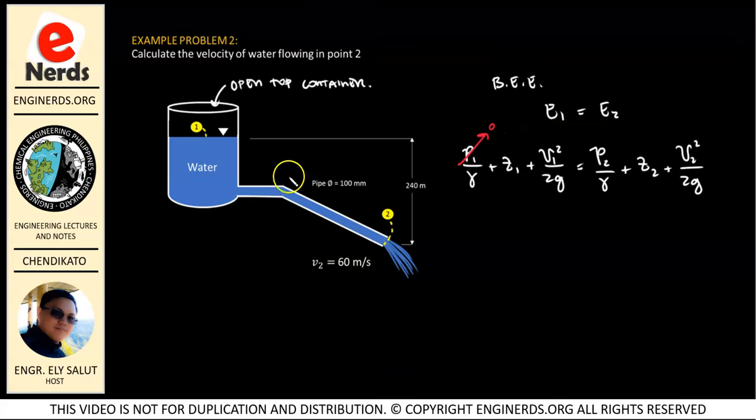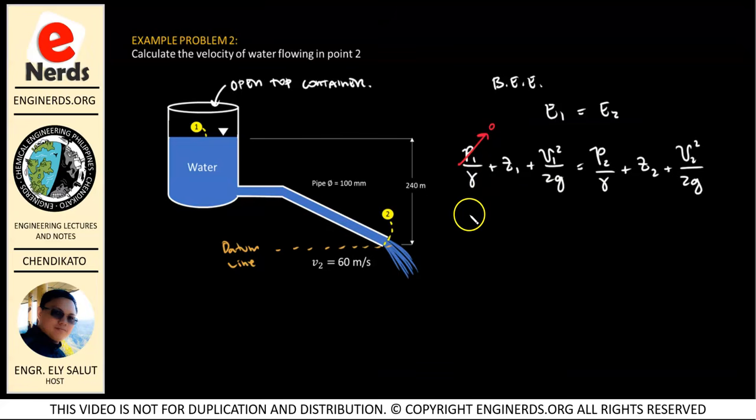So, what is the location of our point 1, our elevation head? So, saan ang gagamitin nating datum point? Let me use this as the datum line natin para mas madali nating makita yung location, no? So, this is our datum line. Okay, so based from that, alam natin yung value ng ating elevation head for point 1. So, our Z is equal to 240 meters.